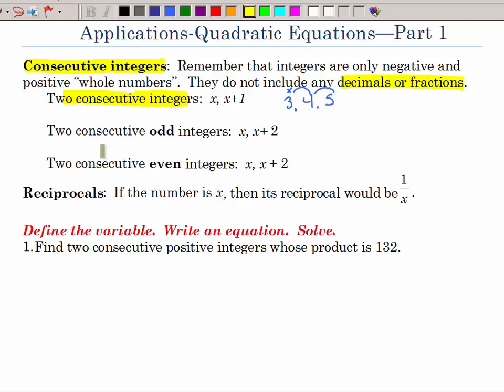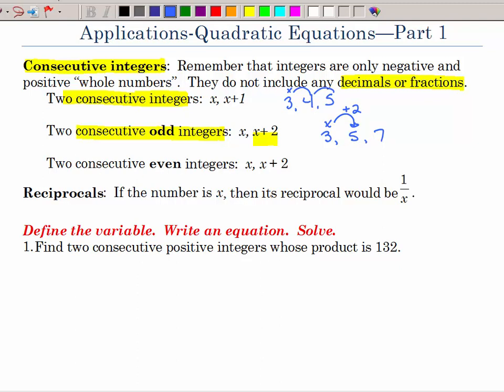Then we have consecutive odd integers. And a lot of students have trouble with this because they don't want to add that x plus 2. Well, let's just see why that works. If we have 3, 5, 7, which are definitely odd integers, and this one is x, can you see how you need to add 2 to get to 5?